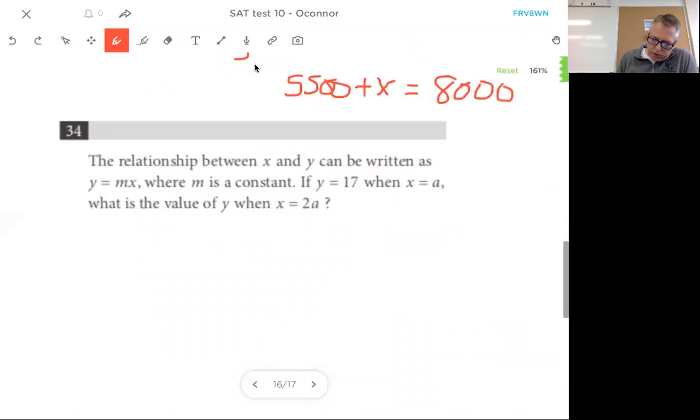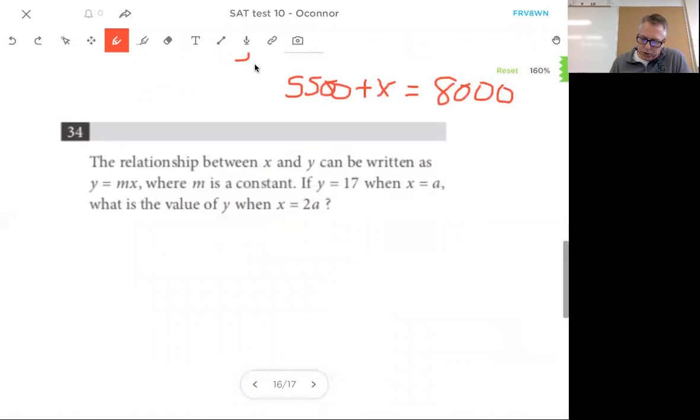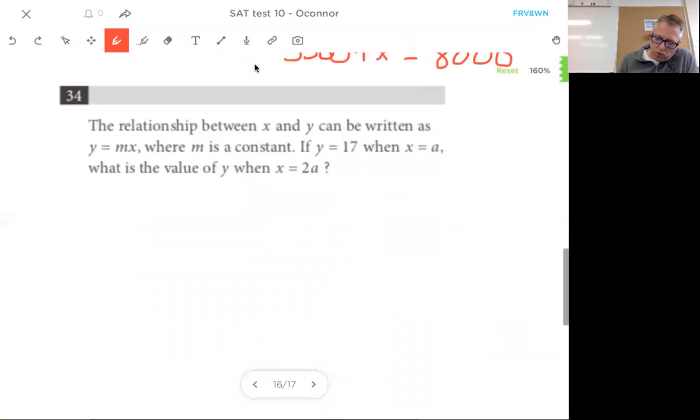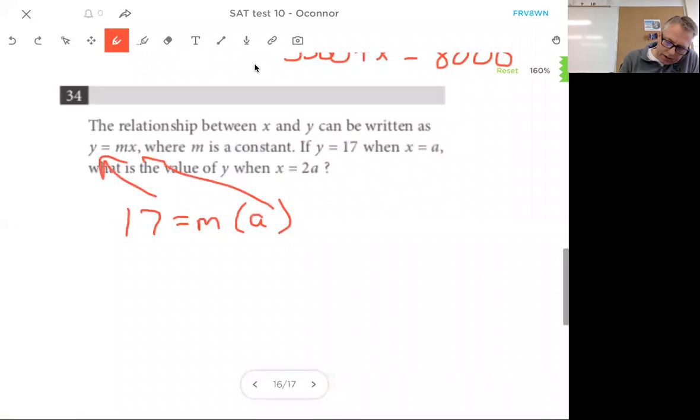All right, let's do number 34. We're getting there, guys. The relationship between x and y can be written as y equals mx. y is 17 when x is a. So I plugged in 17 for y and a for x. This is kind of like that variation question. I'm going to solve that for m. M is 17 over a.